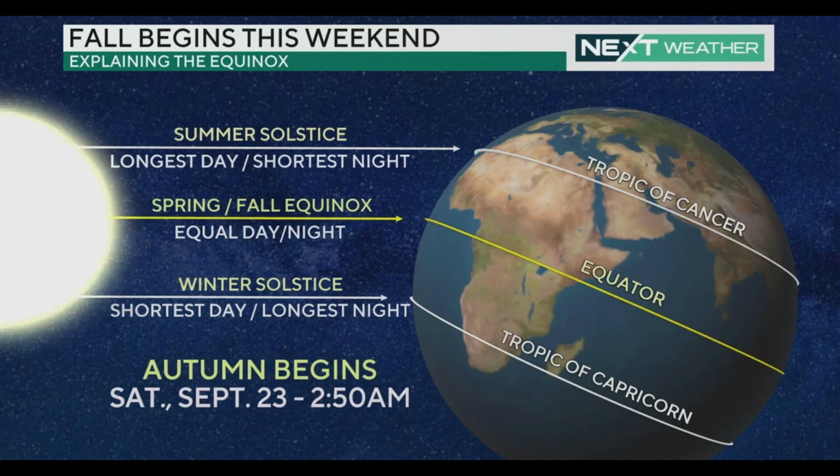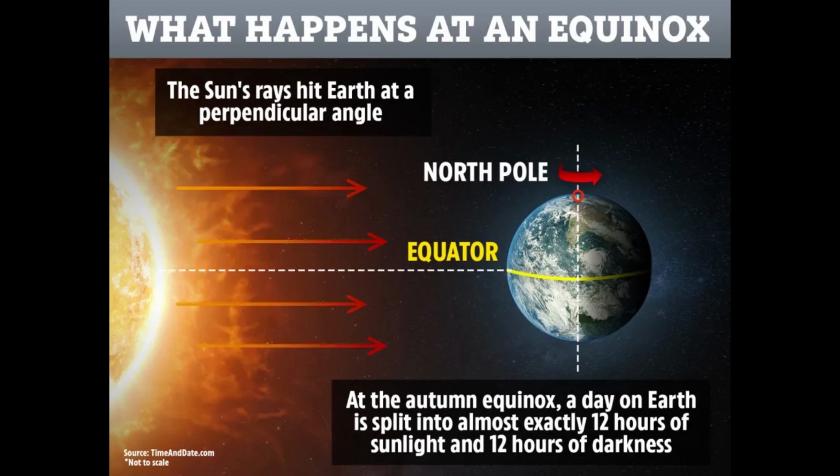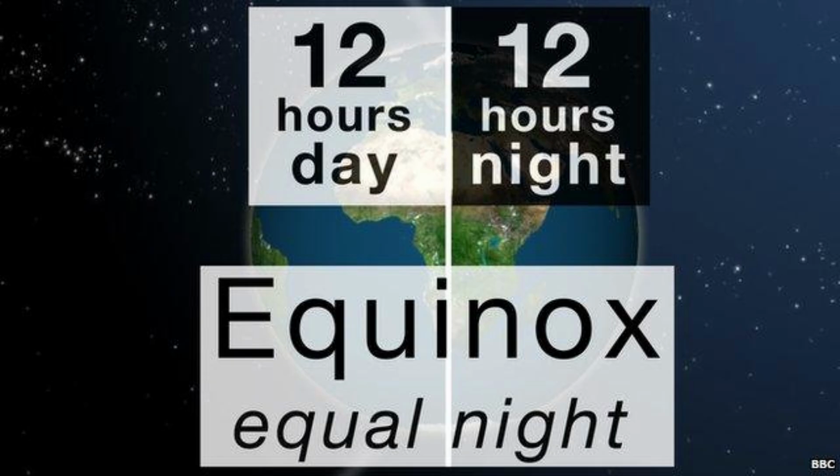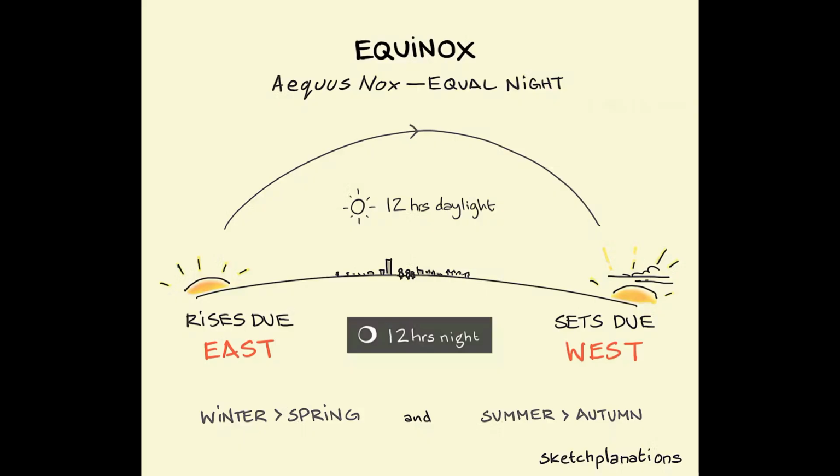Currently, neither pole is tilted towards the sun, and the sun is directly overhead at the equator, latitude 0 degrees, at local noon. All places on Earth experience equal amounts of daylight and night, hence the term equinox, which means equal nights. Only during the autumn and spring equinoxes does the sun rise due east and set due west.